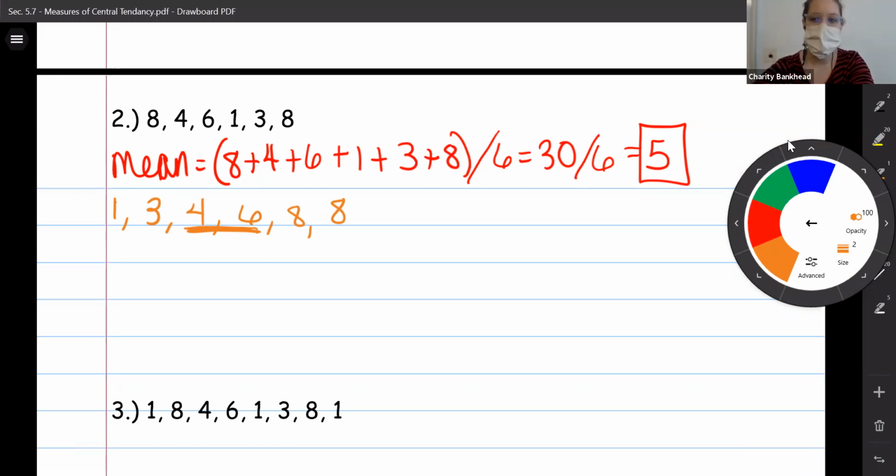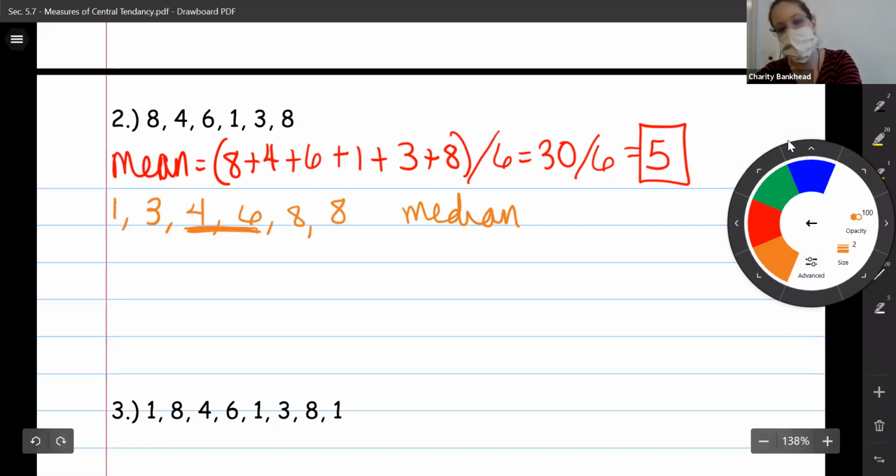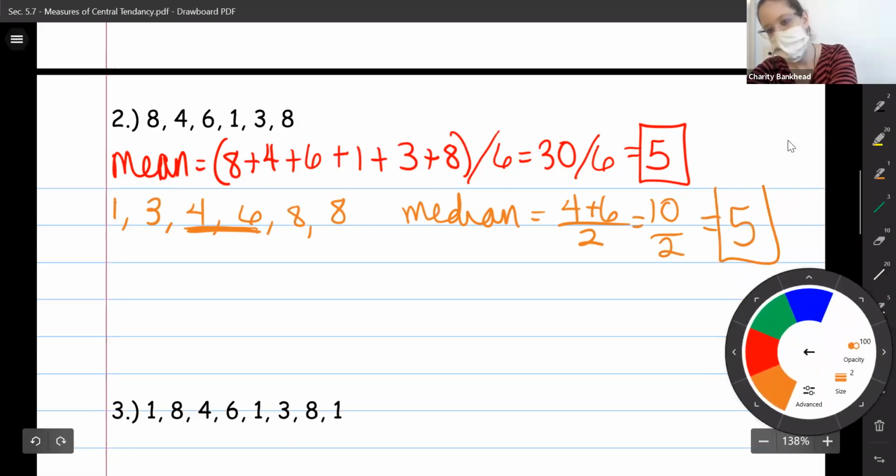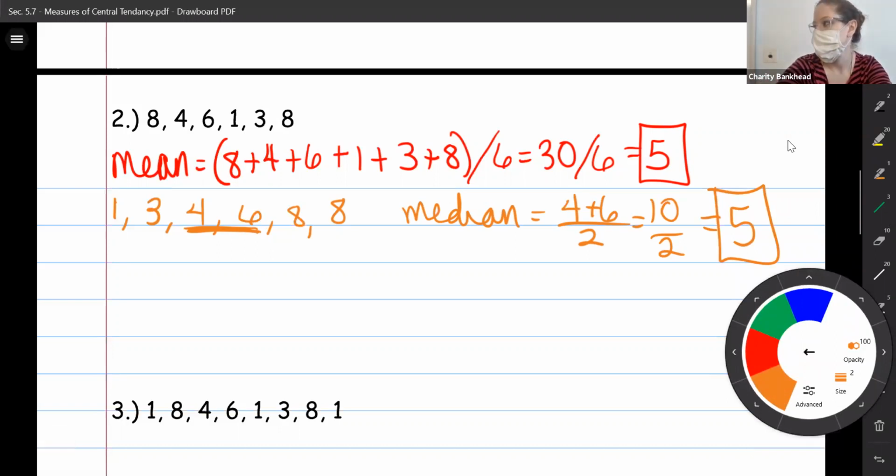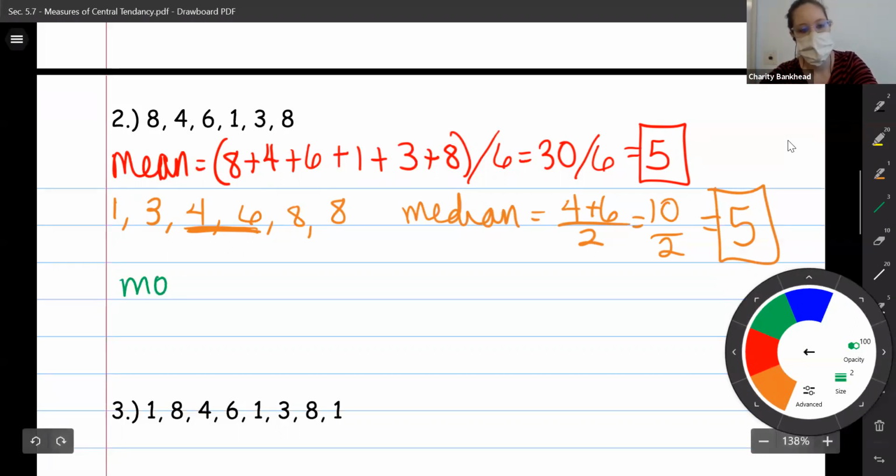Like I said, the median always has the same amount of numbers on the left as it does on the right. So in this case, the median would be 4 plus 6 divided by 2. That's 10 divided by 2, which is 5. So the median is 5. And then what about the mode? What is the mode in this problem? 8, because there's 2 8s.